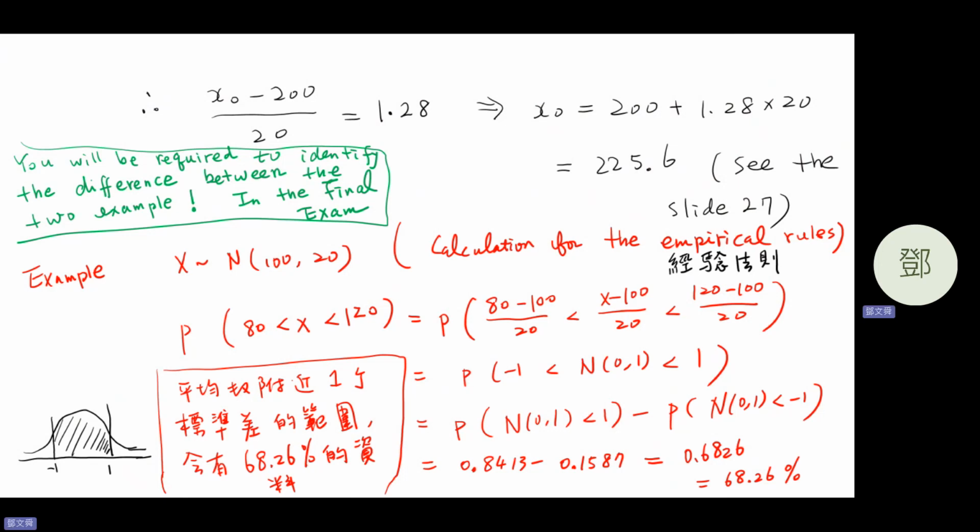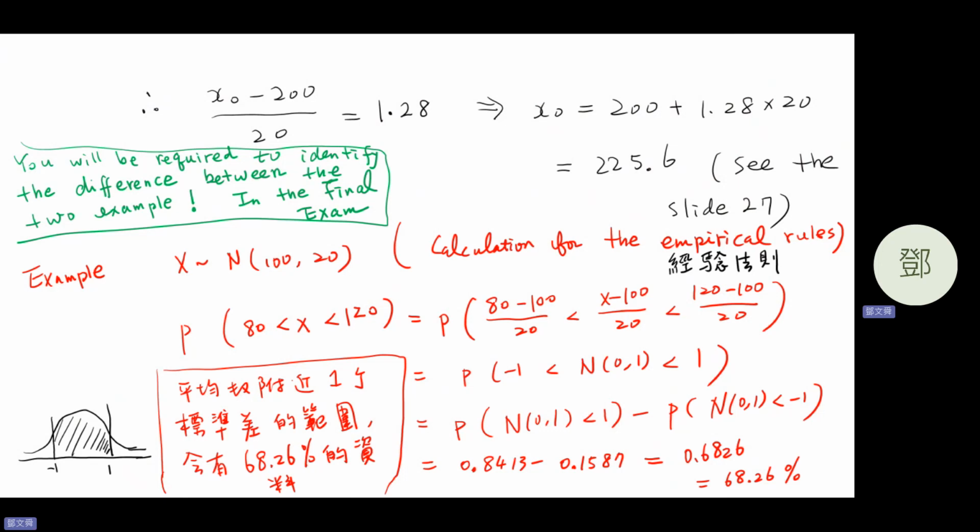So what can we do? We can first look for the area to the right of 1, that is from far left to 1. Okay? From far left to 1. And minus the area from far left to minus 1. So the difference between the two areas is the area in the interval, minus 1 to 1. Okay? Understand?